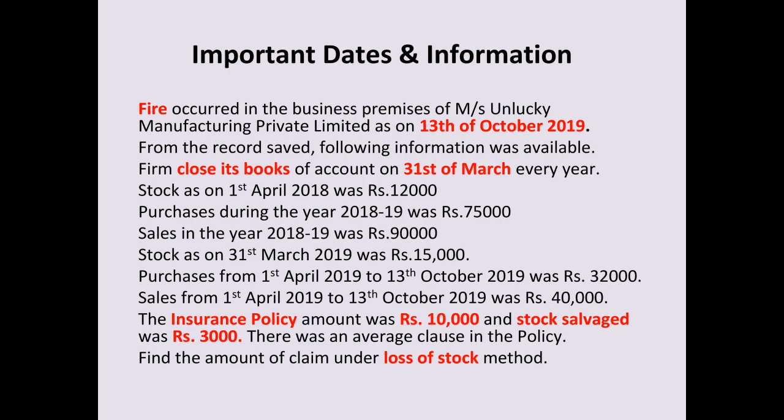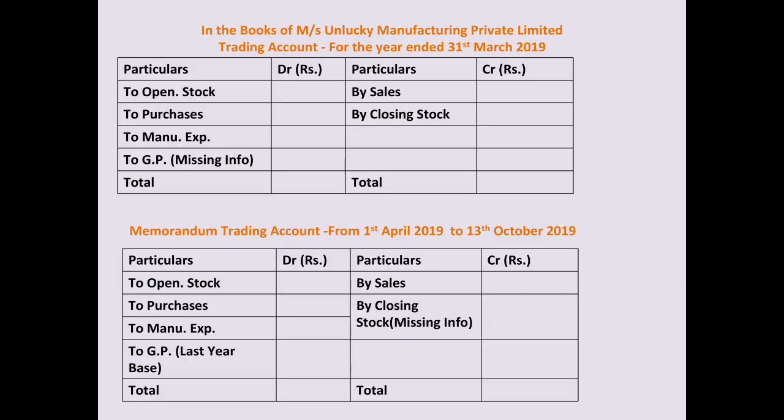The first important information is that the fire took place on 13th of October 2019. The firm normally closes its books of account on 31st of March every year. The stock, purchase and sales amounts we'll skip for the time being. The insurance policy amount is rupees 10,000 and the salvage stock is worth rupees 3,000. So we'll be calculating the insurance claim under loss of stock, and we'll be preparing a trading account and a memorandum trading account.